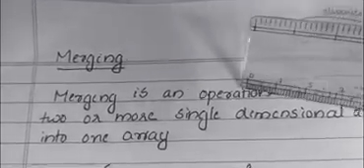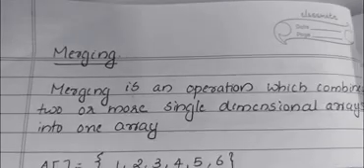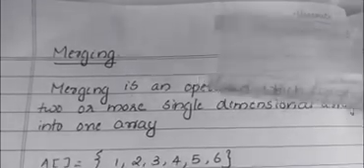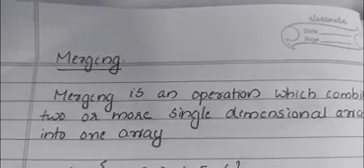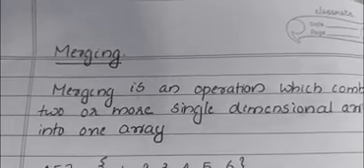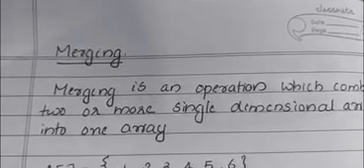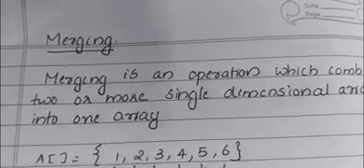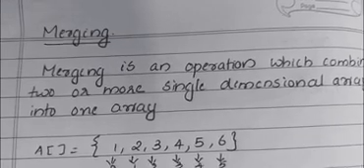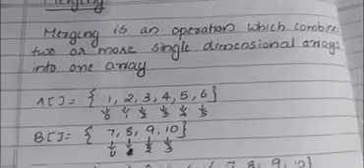Merging is an operation which combines two or more single dimensional arrays into one array. It is a process by which we are joining two or more single dimensional arrays into a single array. So let's see how it can be done.